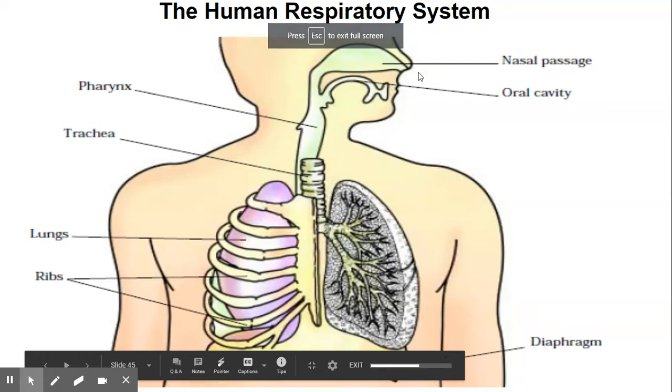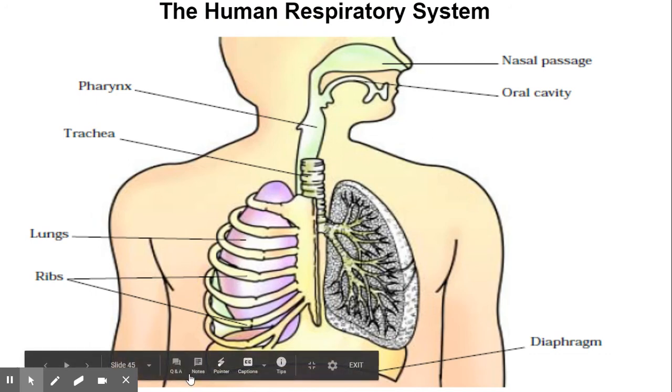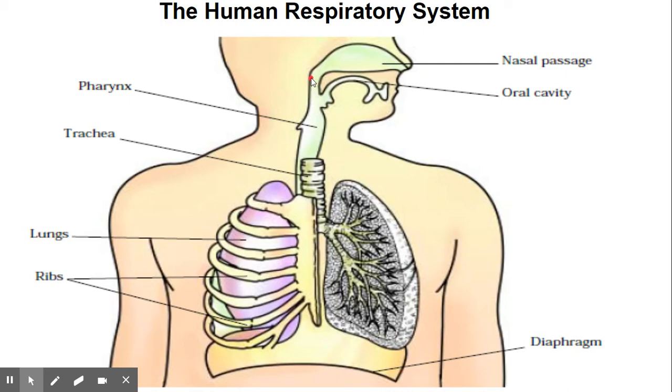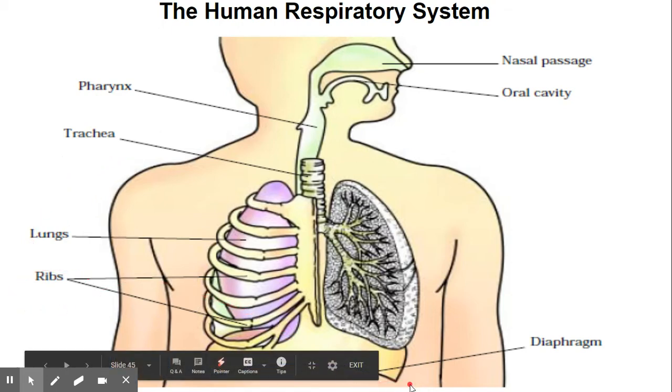Dear children, in this video, we are going to study the human respiratory system with the help of this diagram. This diagram is showing us the various parts of the human respiratory system. Let me read out the various parts of the human respiratory system that are labeled here: nasal passage, pharynx, trachea, lungs, ribs, and diaphragm.